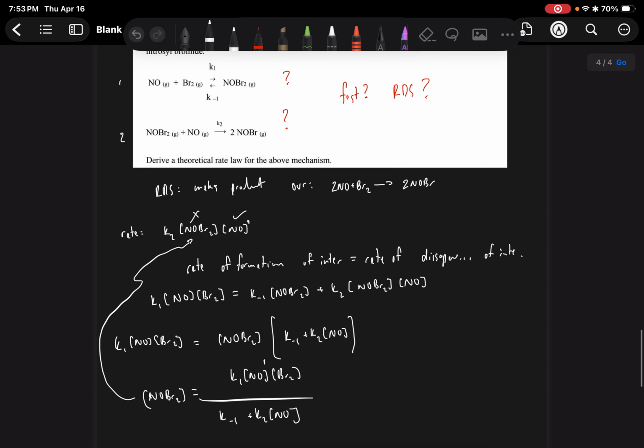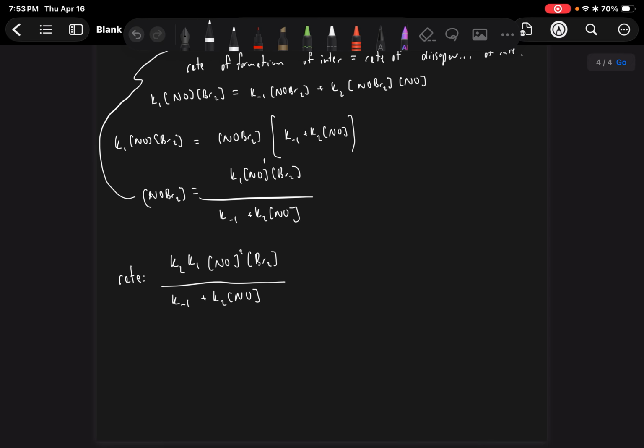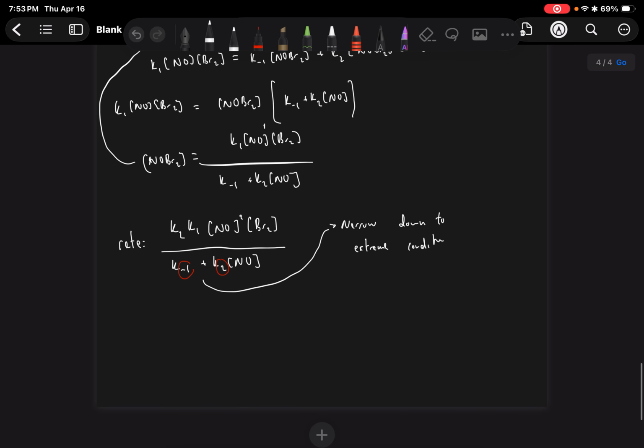Derive a theoretical rate law for the above mechanism. Okay, so I think here we have an addition on the bottom, so we can't fully assume that, I guess. So we have to narrow it down to extreme conditions. What are these extreme conditions, you may ask? That's a good question. I used to know. Oh, I think we just use the ones that are in the denominator. So k negative 1 and k2. These are the two things we're going to be comparing.